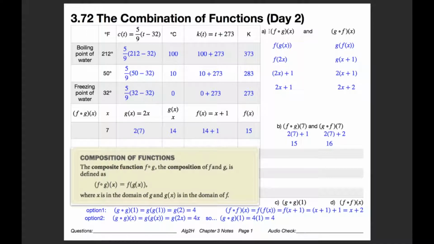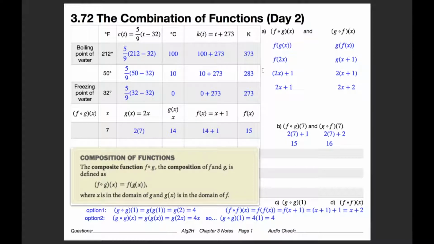So if you wanted to figure out what this composite function would be, it would be f composed with g of x. That's really the same thing as f of g of x. Now, what is g of x? Well, we've already said g of x is 2x. So why don't we just replace g of x with 2x? Then we have to figure out what f of 2x is.